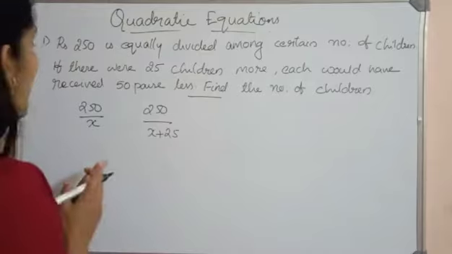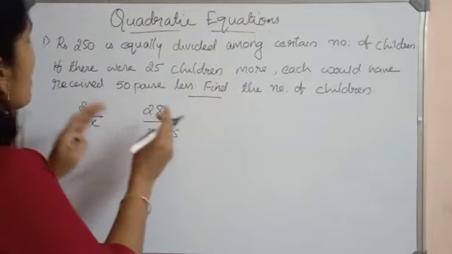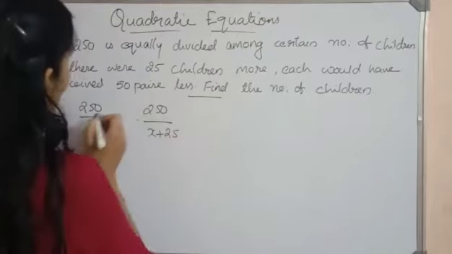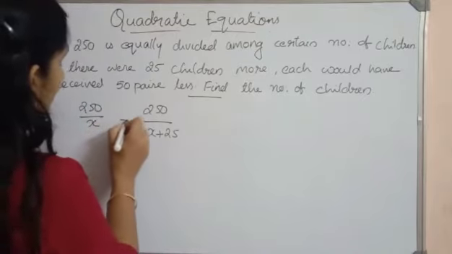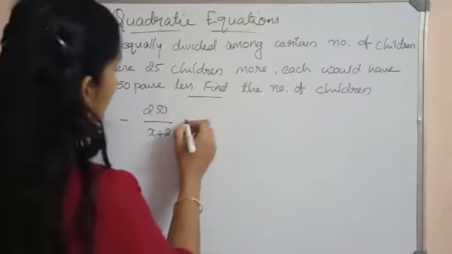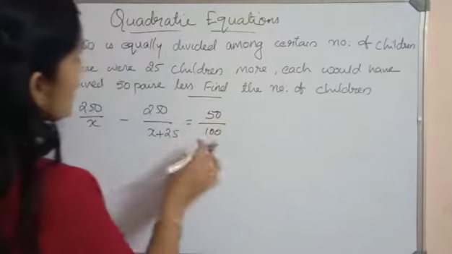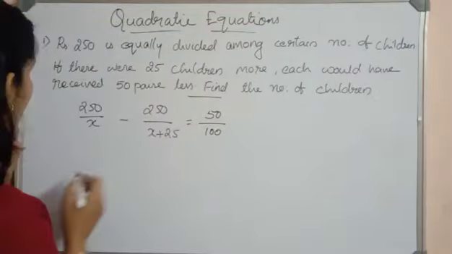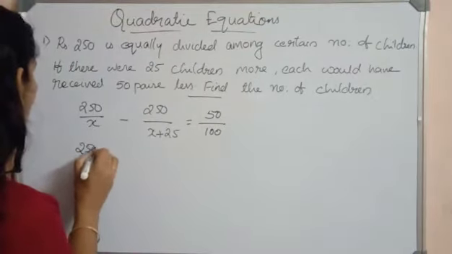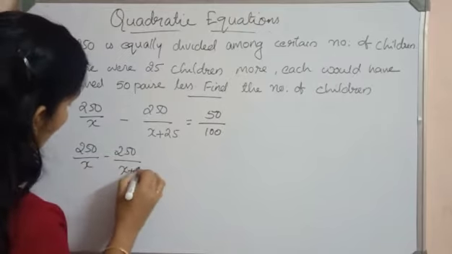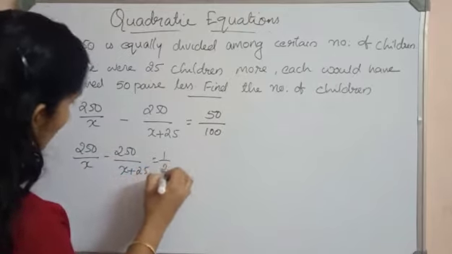And it is given that when the number increases, the difference in the amount is 50 paise. That means 250 by x minus 250 by x plus 25 is equal to 50 by 100. This is given in rupees, 50 by 100. Let's simplify this. This is 250 by x minus 250 by x plus 25 is equal to 1 by 2.